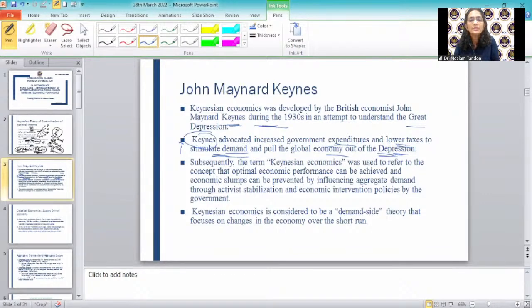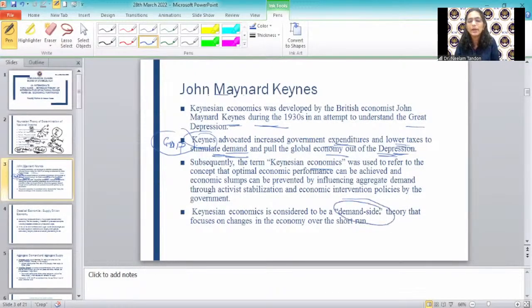Then John Maynard Keynes said that the government's role is very important. To overcome this, only government can take charge. So please do remember the core of John Maynard Keynes. He's known as the father of macroeconomics. He proposed that government can bring the economy back on track by spending and taking care through taxes and subsidies, to stimulate the demand, that means to increase the GDP of the country. So that is why it is known as Keynesian economics, and this is demand side theory.